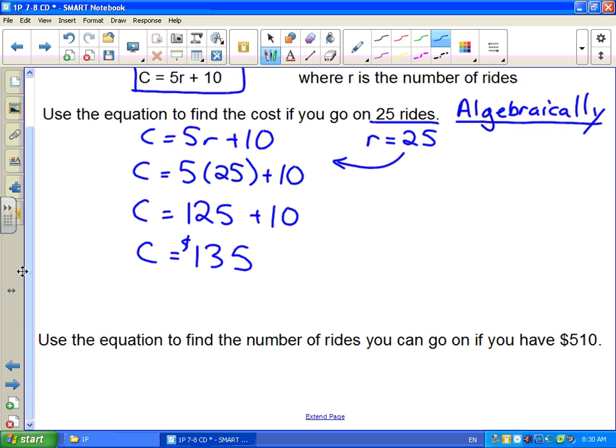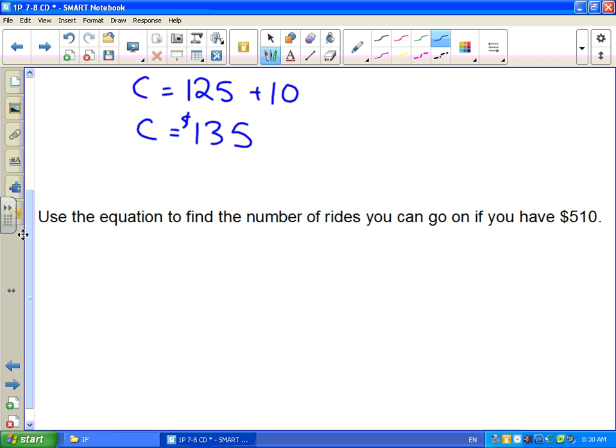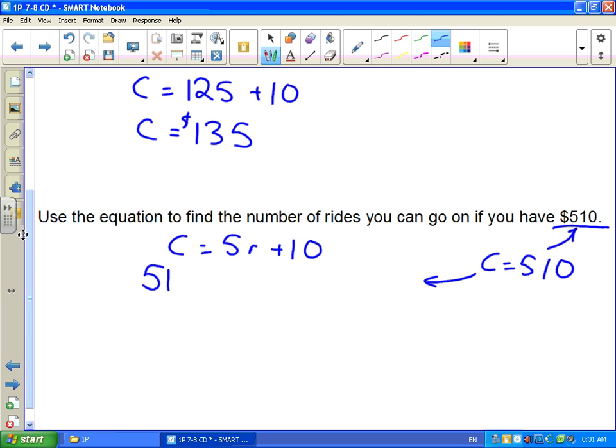Use the equation to find the number of rides you can go on if you have $510. Well, again, let's write out our equation here. C equals 5r plus 10. And again, they give us a number here, 510. Now, is this a number of rides or is it a cost? Well, it's money, so this is telling us that this is our total cost, 510. So let's sub that into our equation. For C, 510 equals 5r plus 10.